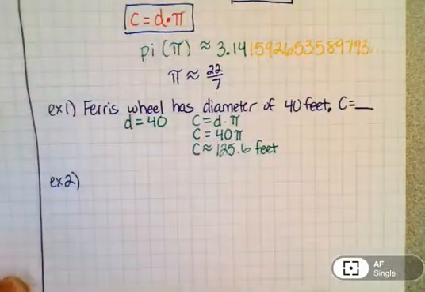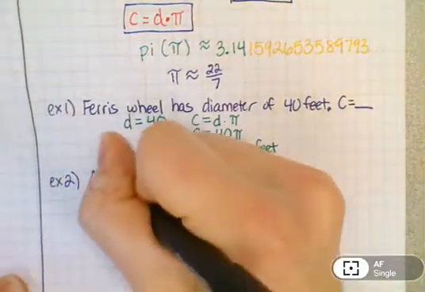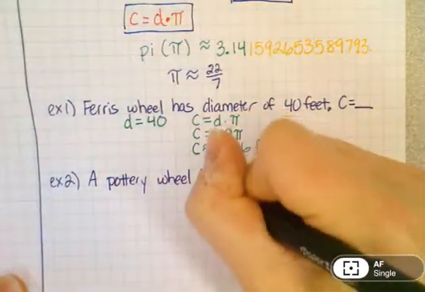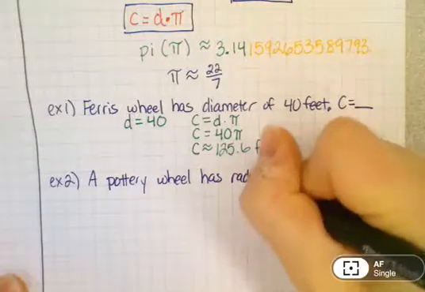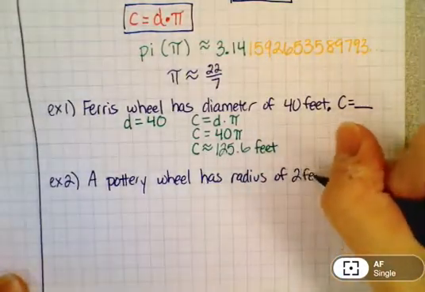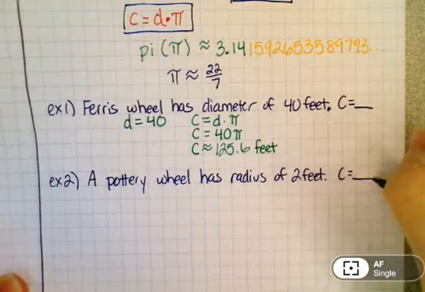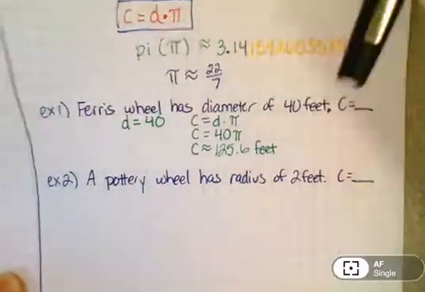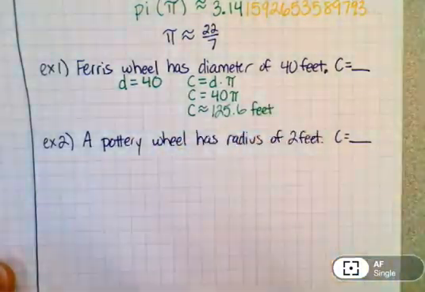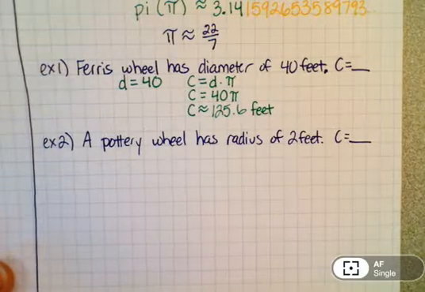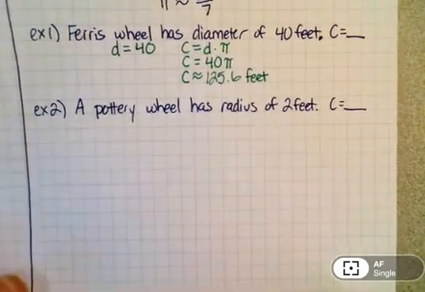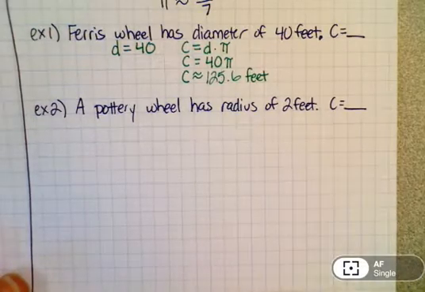Okay. For example 2, a pottery wheel has a radius of 2 feet. And I would like to know what the circumference is. A pottery wheel is like a flat wheel that you spin and you make pottery, and that's all I can tell you. But if any of you know more about a pottery wheel, then please make me some pottery. Okay, pottery wheel has radius of 2 feet.